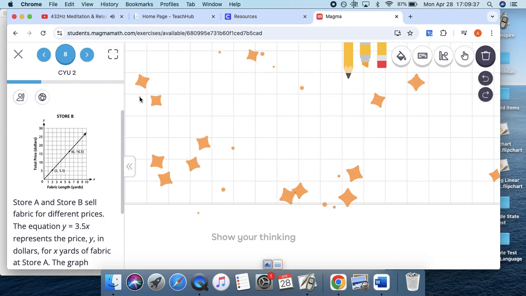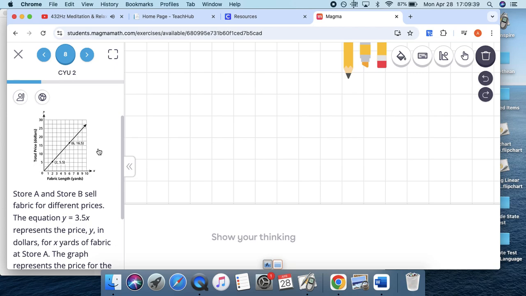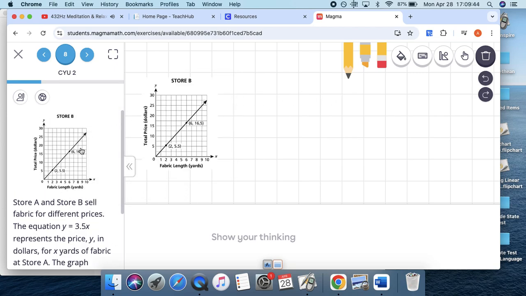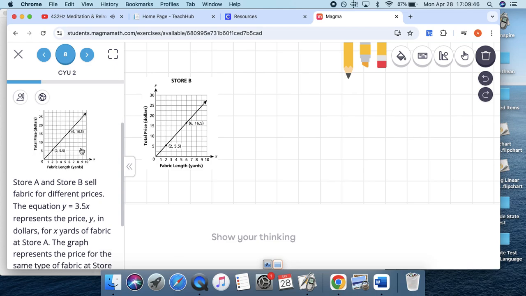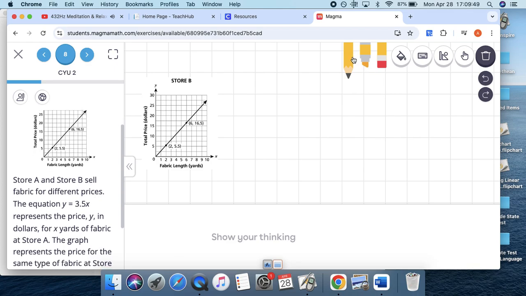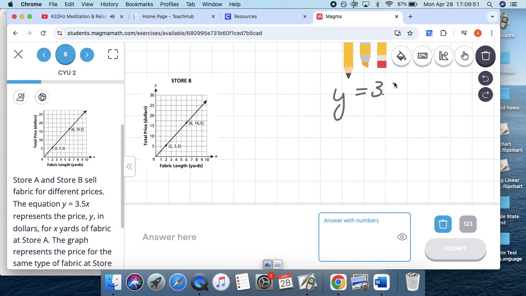We have a store B. Okay, so the equation y equals 3.5x represents store A, and I'll put a little a over here, for yards of fabric. So every yard of fabric at store A is $3.50. In store B, we need to find the unit rate. And the unit rate is a slope, and because it's proportional, okay, so let's do store B.